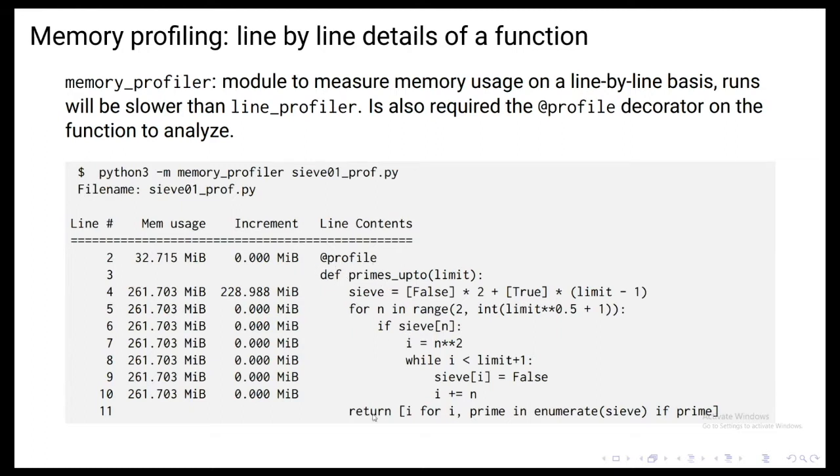and after the code runs, it will output this information, giving me how much memory increment I had after executing each line, and then the total memory usage. And the important thing is mainly the increment. So you can see that after going through the line of the creation of the sieve, that is the only place where I'm actually allocating memory, and then I'm just crossing out that list.